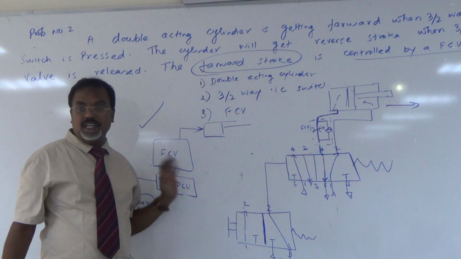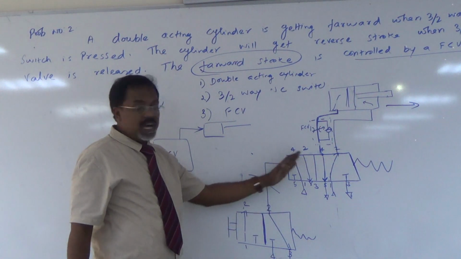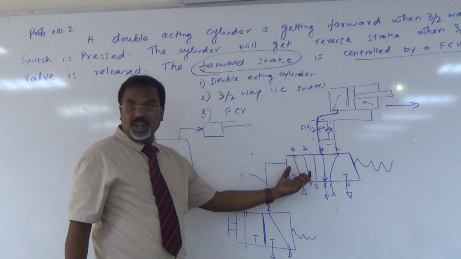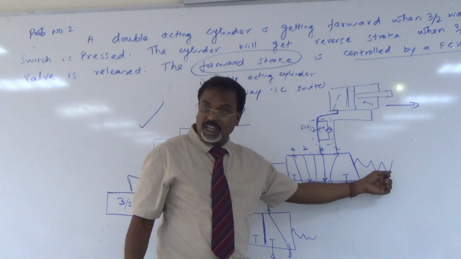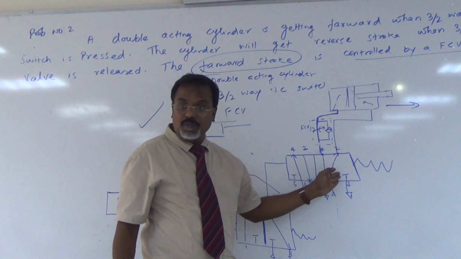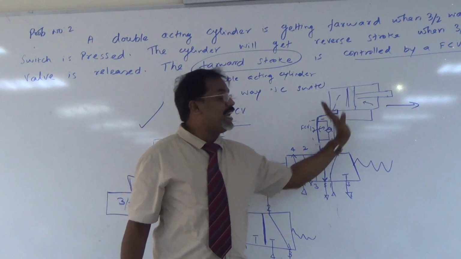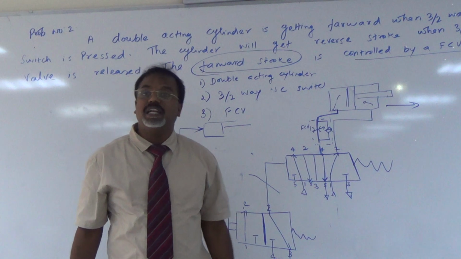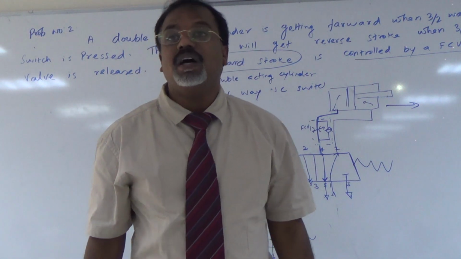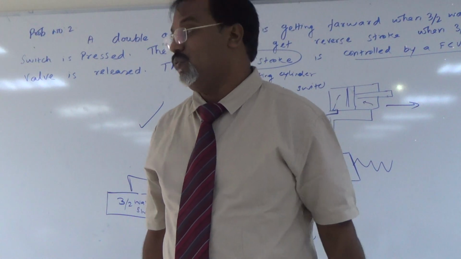If I release this, the air will be stopped here. Air will not flow. If air is not going, the spool will come to the normal position because the spring return is available. Then again it will come to the normally closed position. Normally closed position means air will flow to the right side of the cylinder, then it will get back. The cylinder will achieve the extreme reverse stroke when I am not pressing this 3x2 way valve.